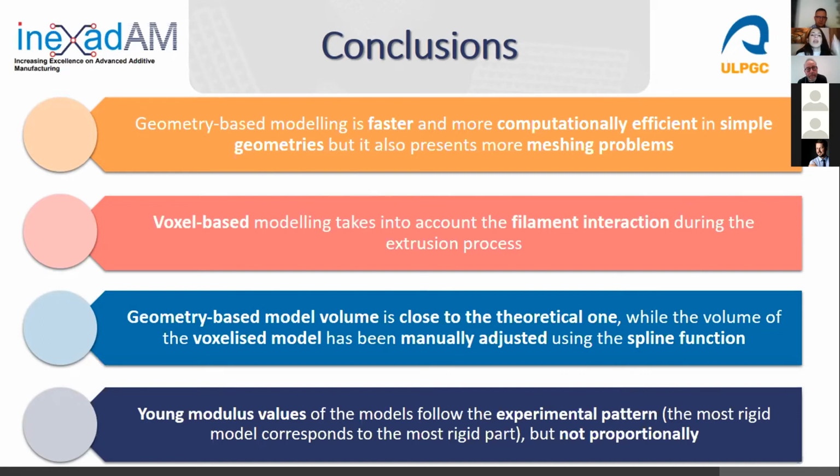And in terms of volumes, the geometry-based model volume is close to the theoretical one, while the volume of the voxelized model is the same as the theoretical, because we are manually adjusting the volume with the spline function. Currently, we are working with these results in order to optimize the scaffolds before printing them, and taking into account other parameters important for cell growth and tissue regeneration, like the porosity, pore size, and interconnectivity of the holes.